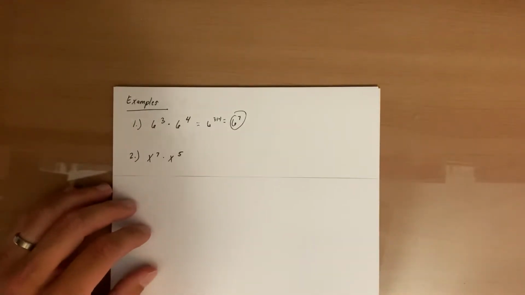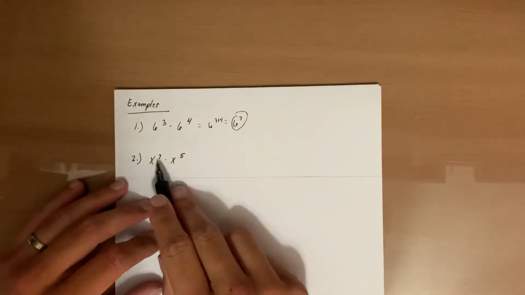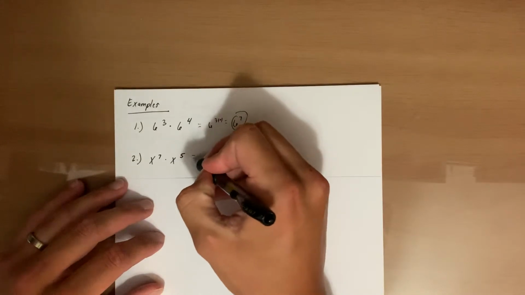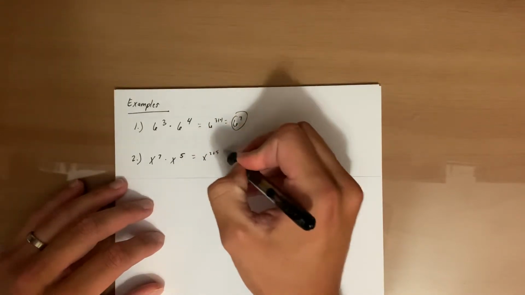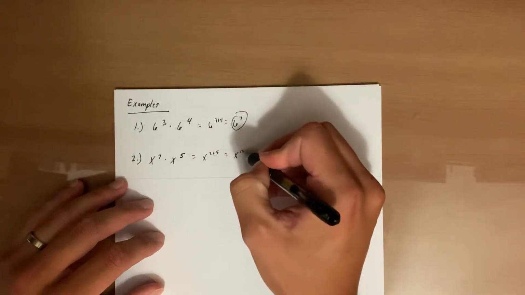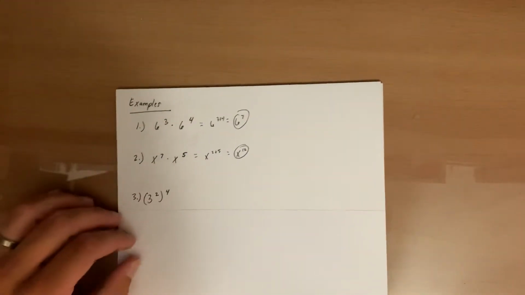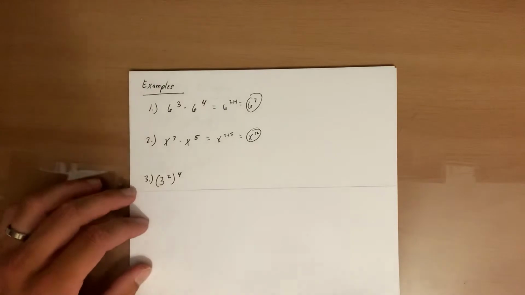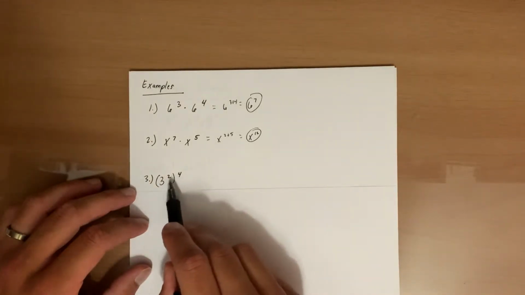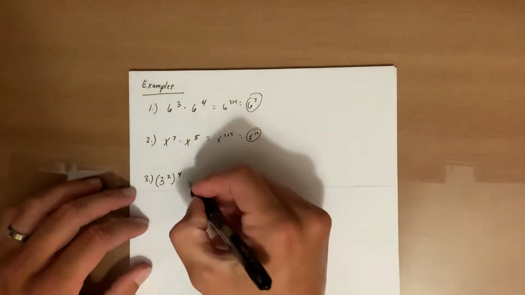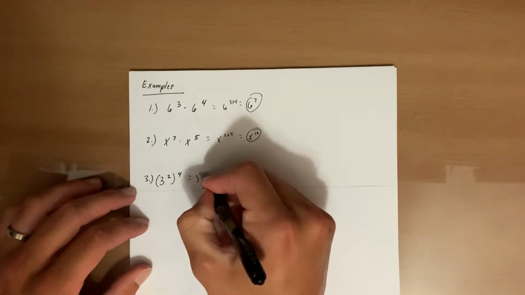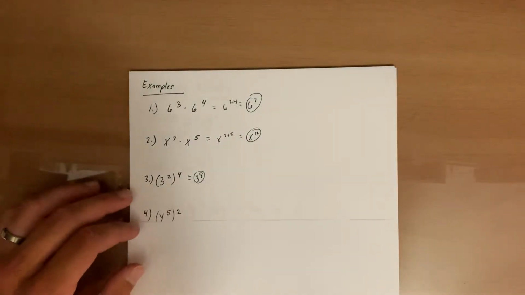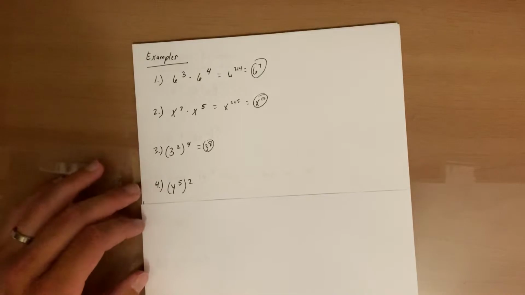Okay, same thing here, but with x's. So I'm multiplying again, so I'm going to add. So this is x, 7 plus 5, so x to the 12th power. Okay, so now here I have the power product. So I'm going to take the product of these 2 exponents. So 2 times 4 is 8. So this is equal to 3 to the 8th power. Not 38, 3 to the 8th power.